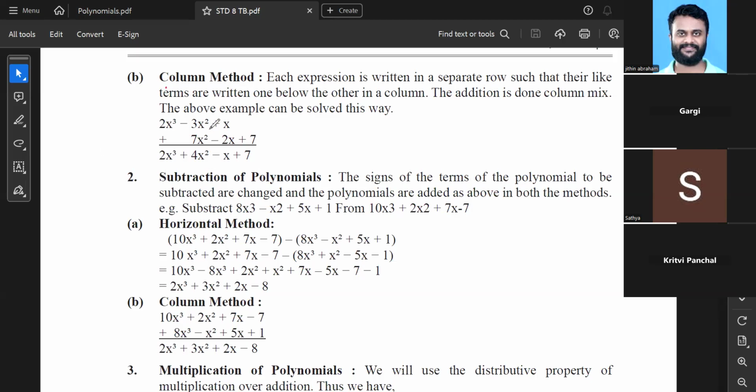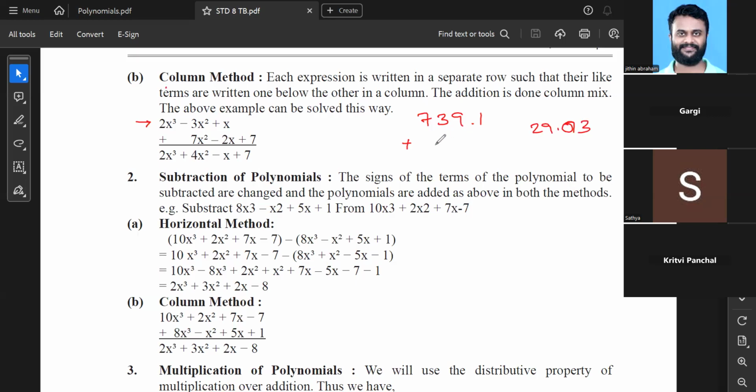So the first term is 2x cube minus 3x square plus x. The second one is 7x square minus 2x plus 7. So how do we normally do addition? For example, 739.1, if we are supposed to add it with 29.03 or something like that, what do we do?